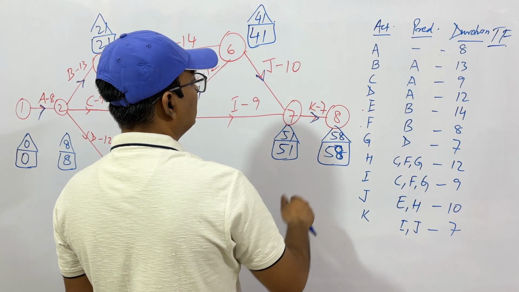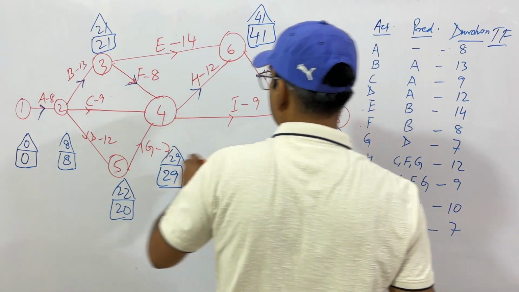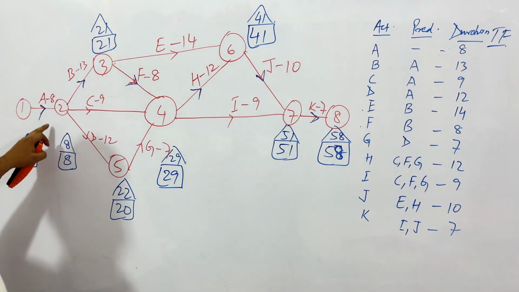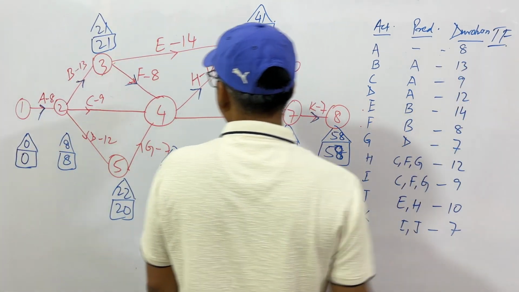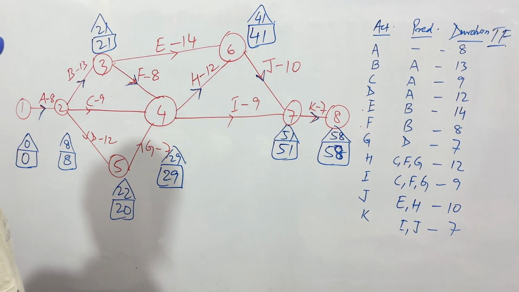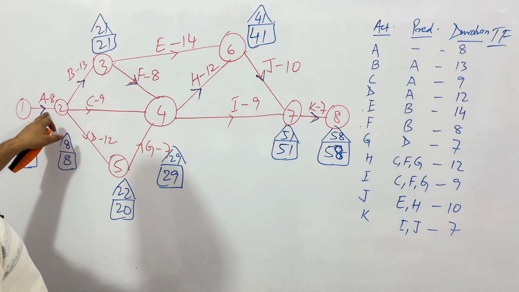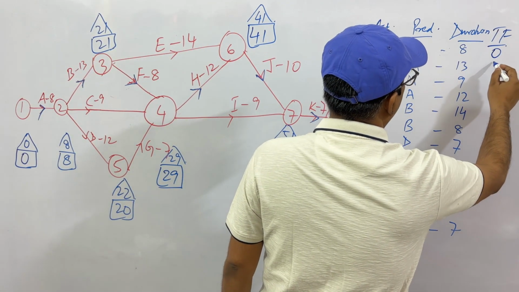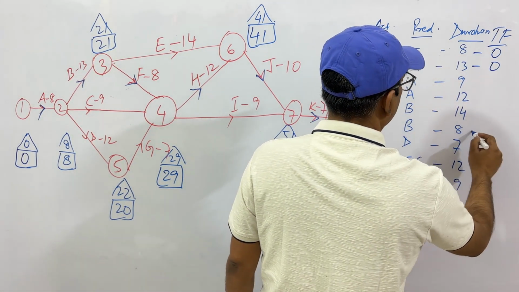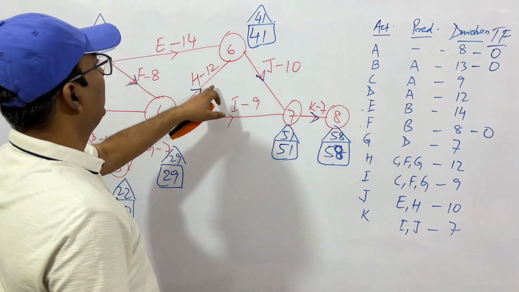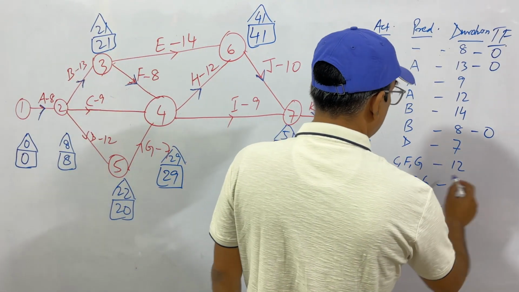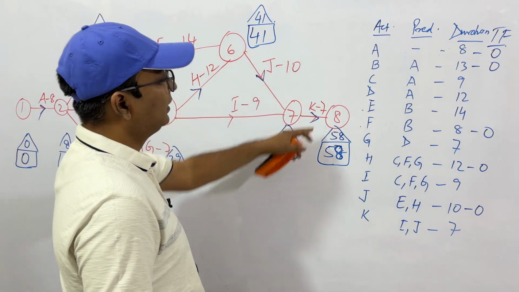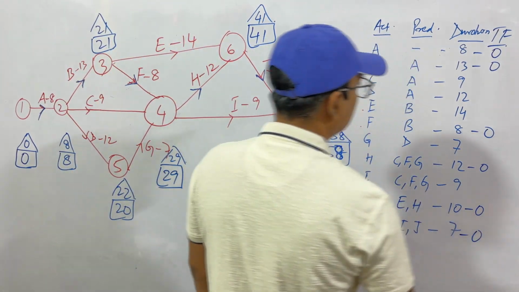So let's start with K, or start with here. So this is 0. Why? 8 minus 0 minus 8. So A is 0. And I told you all activities in the critical path have 0 values. So A, B, F, H, J, K. So these are 0, we know.